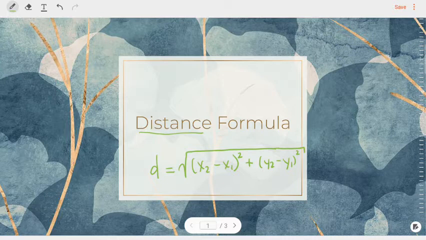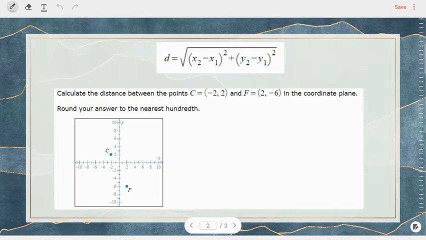Please pause this video, take a second to write that down. We are going to reference this equation many, many times, so it's important that you have it written down so that you can use it. All right, now that you have it written down, we're going to go over our first example.